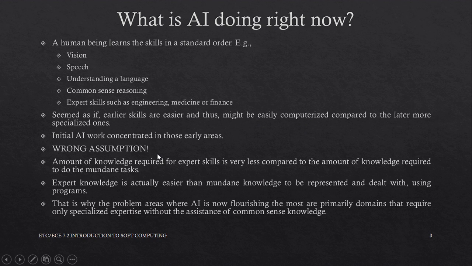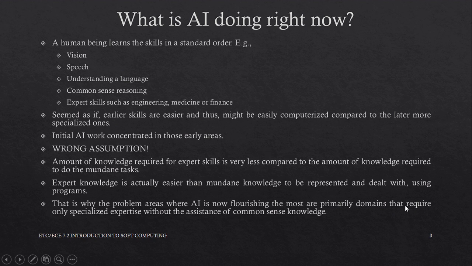Although expert skills require knowledge that not many of us have, the amount of knowledge required for expert skills is very, very less compared to the amount of knowledge that is required to do the mundane tasks. Expert knowledge is actually easier than mundane knowledge to be represented and dealt with using programs. That is why the problem areas where AI is currently flourishing the most are primarily domains that require only specialized expertise without the assistance of common sense knowledge.